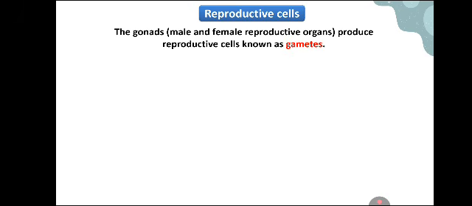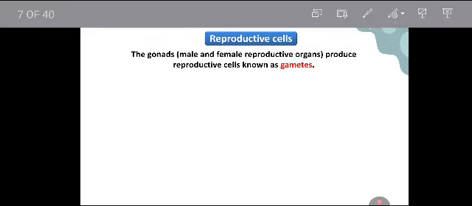Let's move to the second point, which is the reproductive cell. What is a reproductive cell? Do you know we have male and female, right? This type of cell differs in the male and also in the female. It is responsible for producing something called gametes. So reproductive cells are known as gametes.